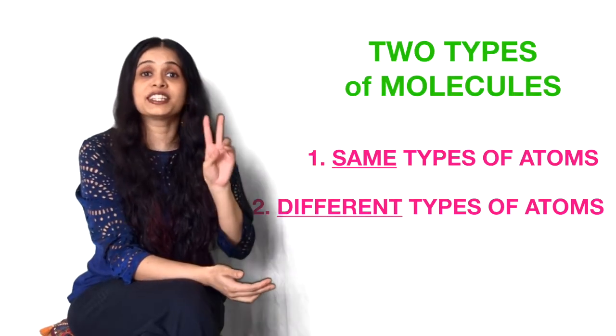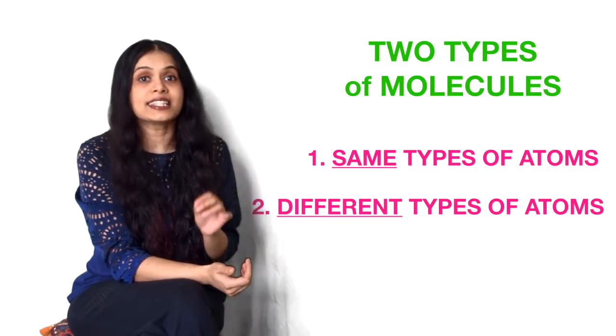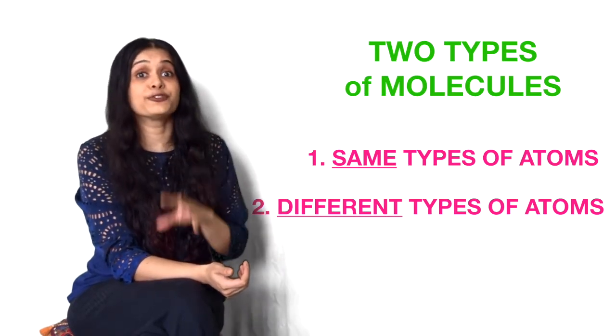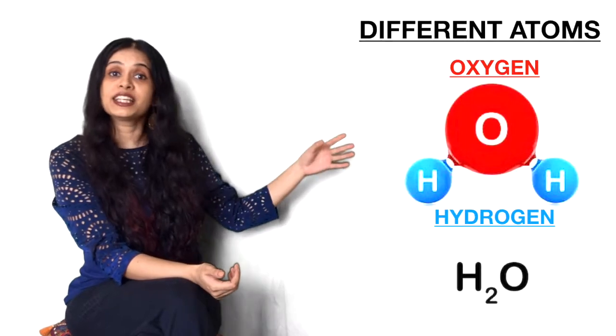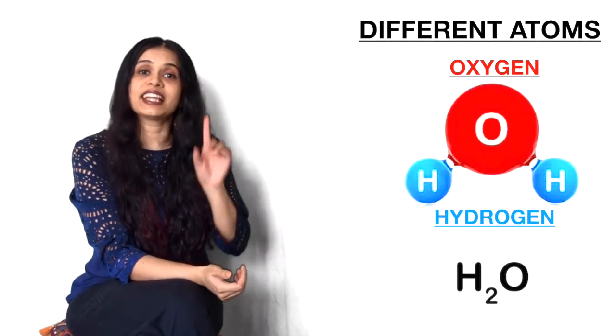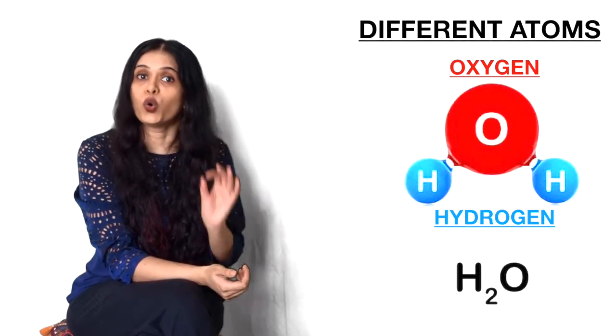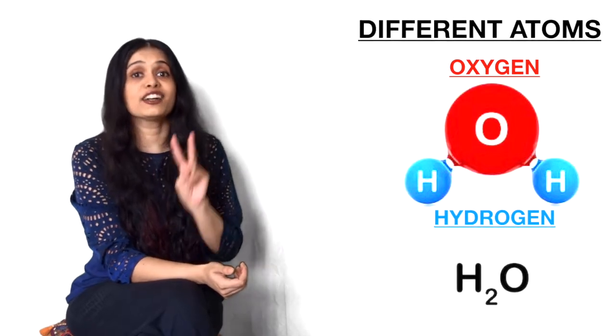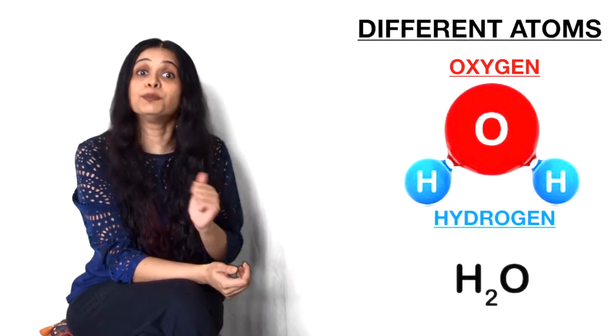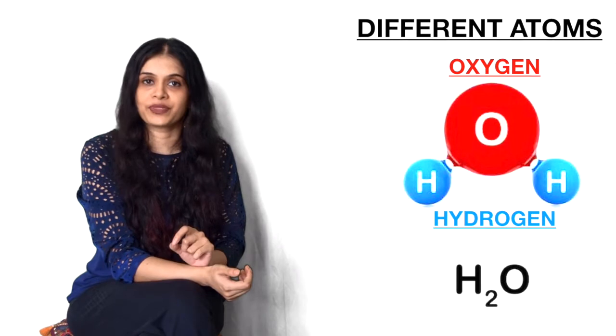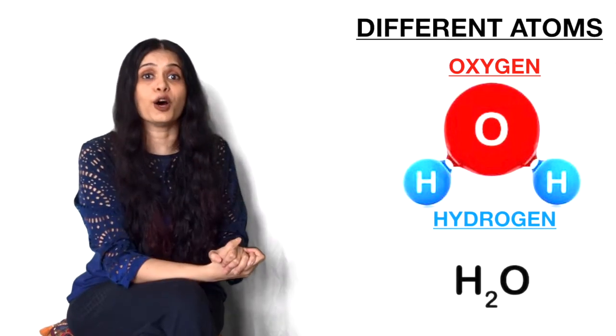Now we will come to the second type of molecule. This second type is made up of different types of atoms. Like you see in the example here, you will see that एक oxygen atom है, O, the one in red, and there are 2 hydrogen atoms, the blue ones, which say H on them. And these come together to form a molecule.